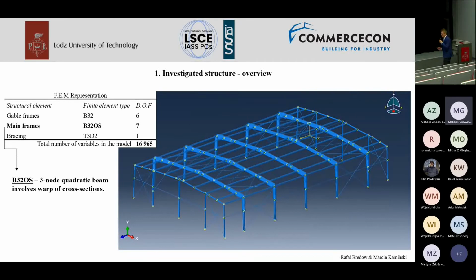In this work, the single aisle steel hull has been taken upon as an exemplary object. Its main frames have been modeled as tapered I-beams and gable frames as rectangular hollow sections. The entire numerical model has been introduced into the Abaqus system, so it gave an opportunity to introduce the B32OS finite beam elements. Those are 3-node quadratically formulated elements which may involve for those tapered I-beams the warp of their cross sections.